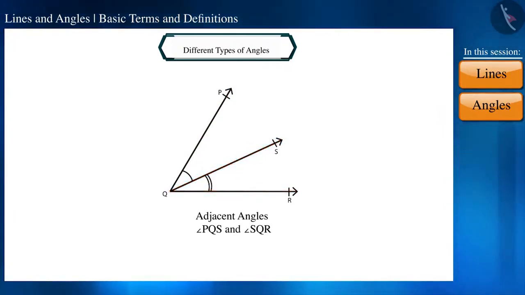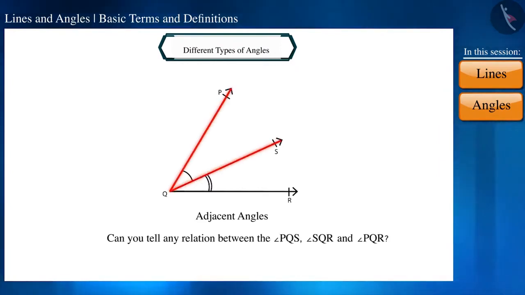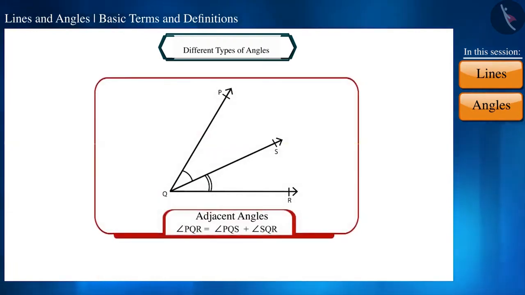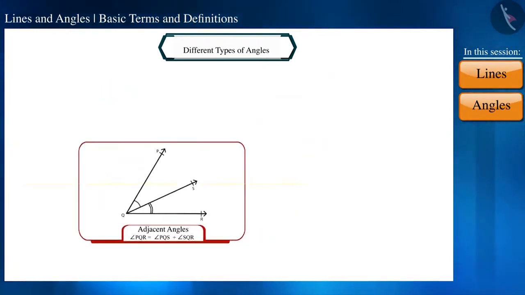adjacent angles. Friends, by looking at the figure, can you tell any relationship between angle PQS, angle SQR and angle PQR? Note, here angle PQR is formed by joining angle PQS and angle SQR. That is, the sum of these two angles will be equal to this, and we can write it like this.